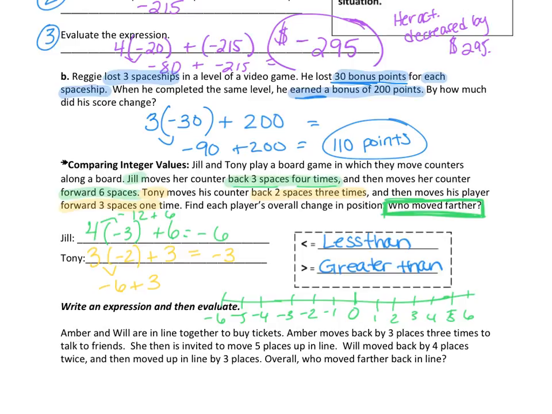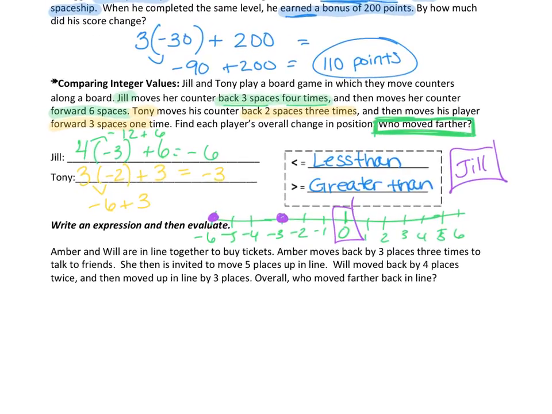So where we end up, Jill ends up here, Tony ends up here. Who moved farther is who's farther from 0, which is Jill. And that's kind of confusing to think about. Typically, the question would be not who moved farther, but whose change was greater. I guess the answer is still Jill, regardless. But you have to really think about the game itself and decide who moved farther.